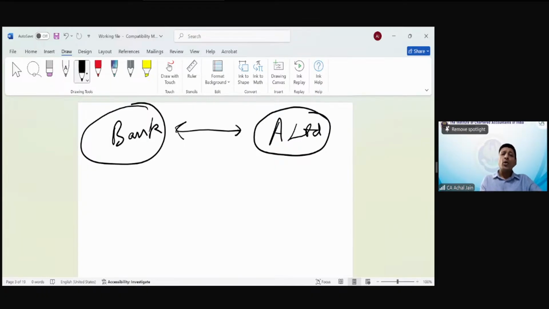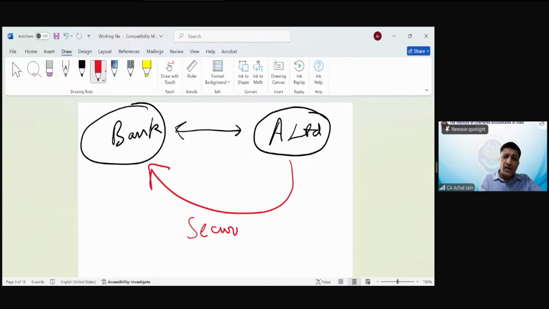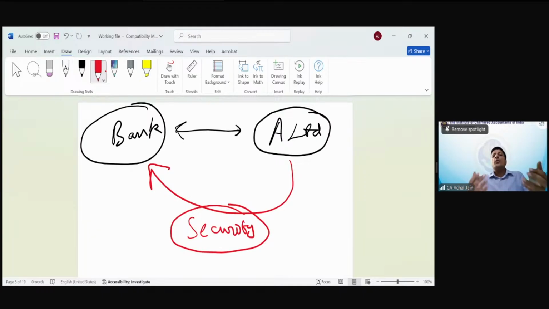And depending on the terms which are specified, there are different ways through which A may provide security to the bank. Objective is what? To make the bank secured. And that's what the bank will always want to achieve, to become more secure. In fact, more and more secure.